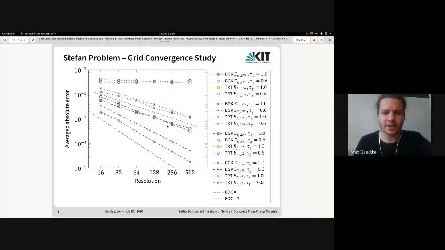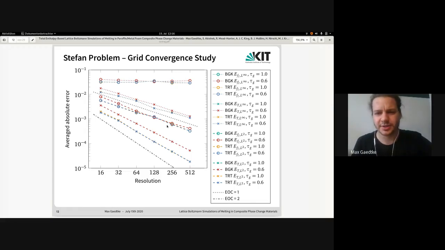We did a grid study with that, and you can see that almost all our configurations, for both BGK and TRT, comparing errors for the liquid fraction as well as the temperature, scale at least with first order, if not superlinear. However, there are these circles at the top of this graph here that don't seem to scale at all. They have no dependence on the resolution whatsoever.